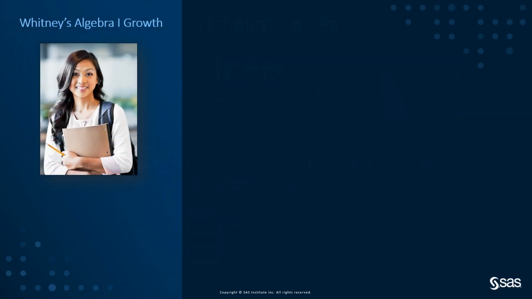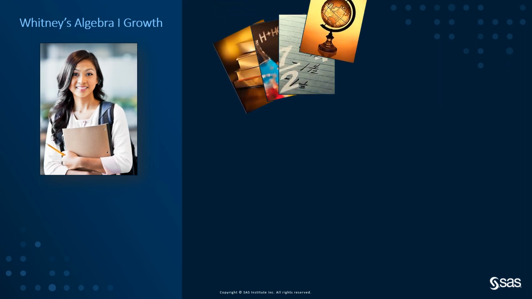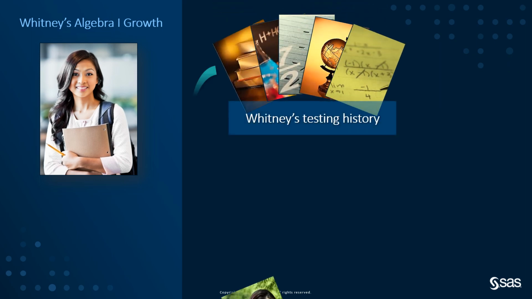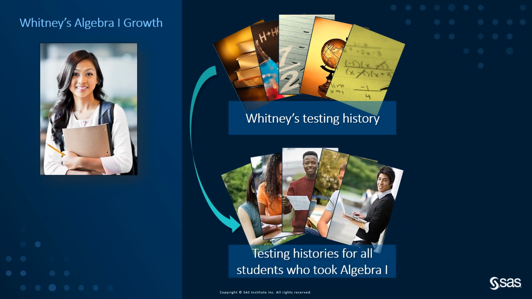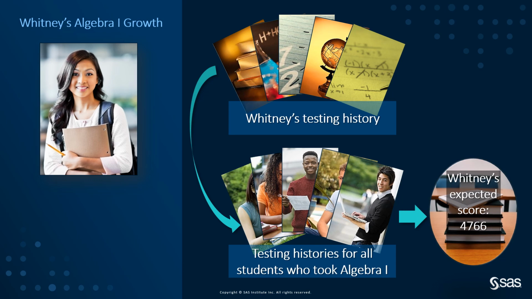Now, let's consider some student-specific examples. This is Whitney. Let's consider how her growth is calculated on the Algebra 1 STAR assessment. To determine her expected score, EVAAS considers Whitney's testing history, along with the testing histories of all other students in Texas who took the Algebra 1 assessment in the same year. Using the relationships and patterns in that data, EVAAS is able to determine that her expected scale score on the Algebra 1 exam is 4766.